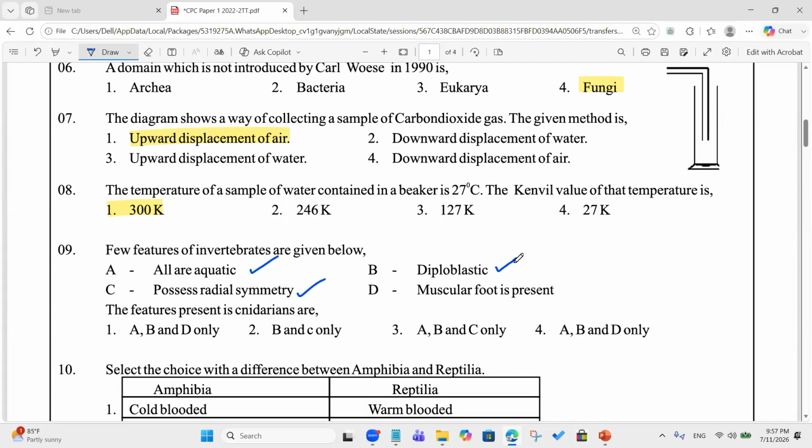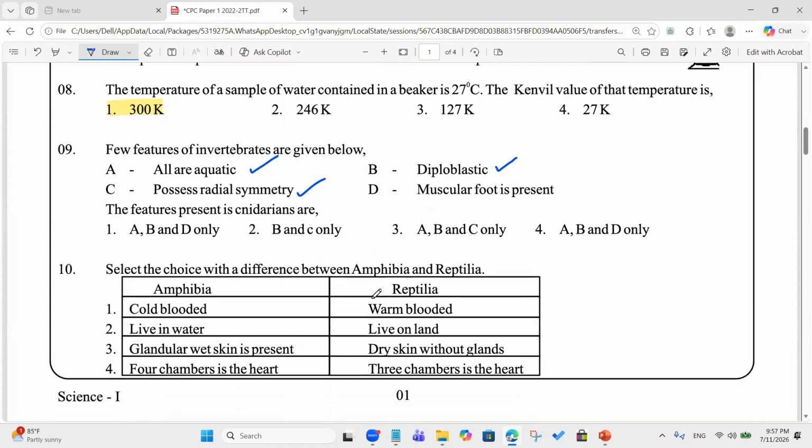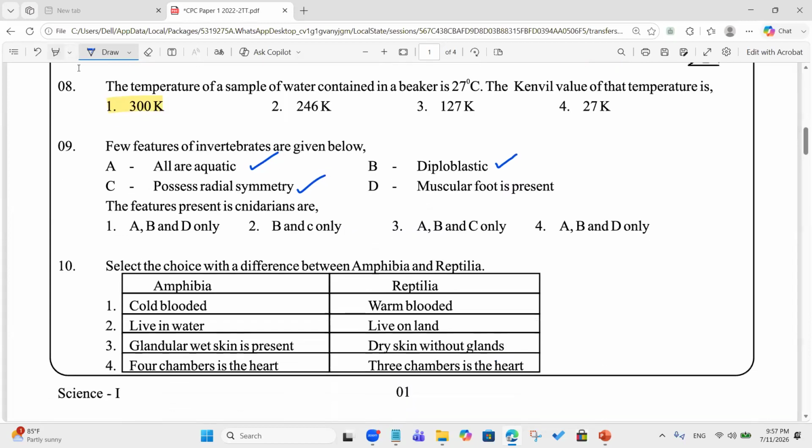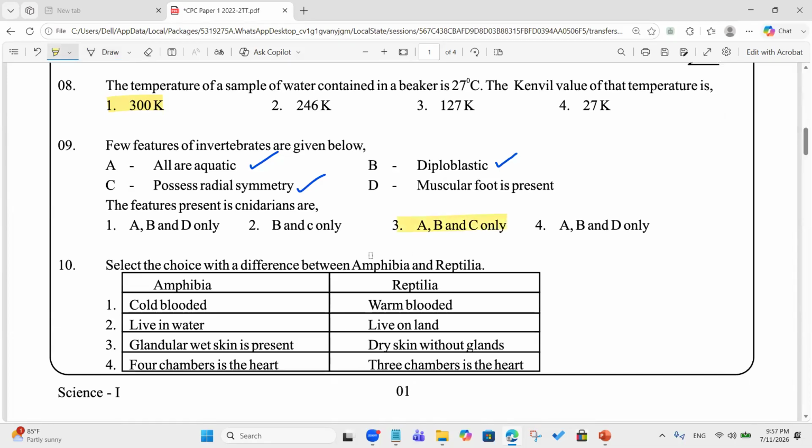No, it's only for Mollusca. Yes, very good, right? It's a mollusk feature. Good. Then the answer is A, B, and C. Okay, number 10.